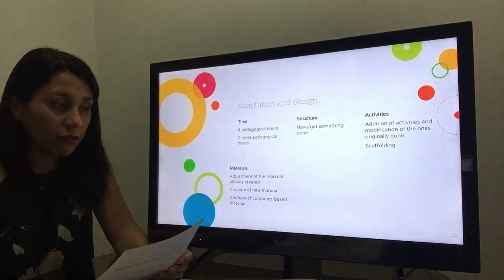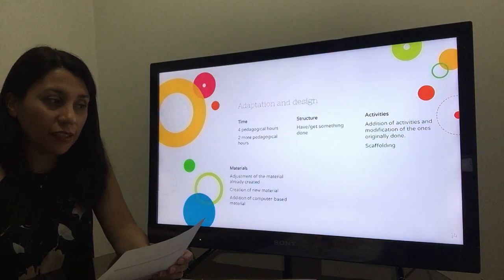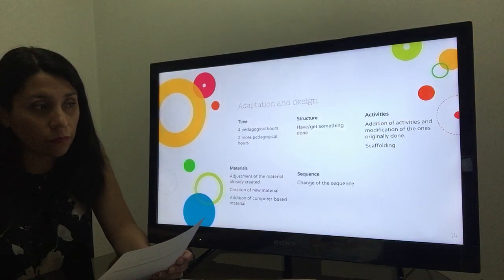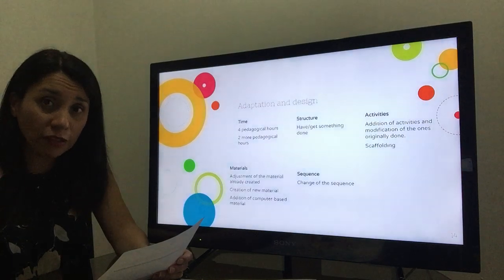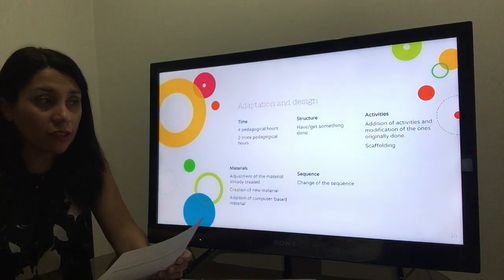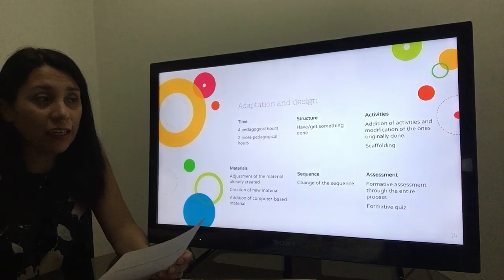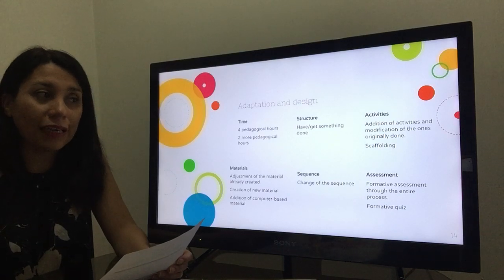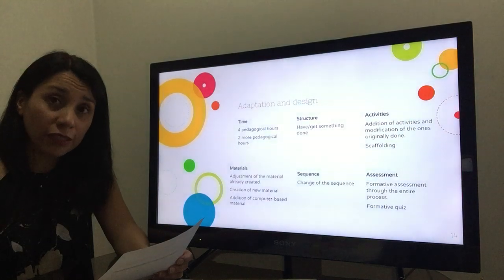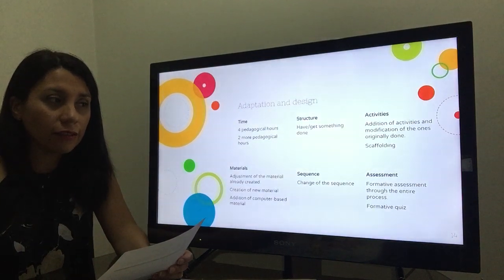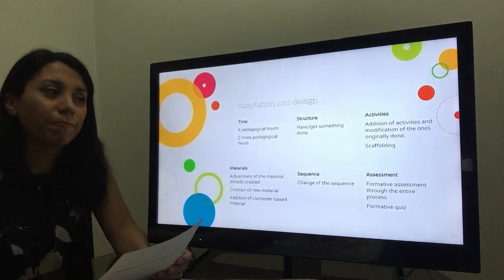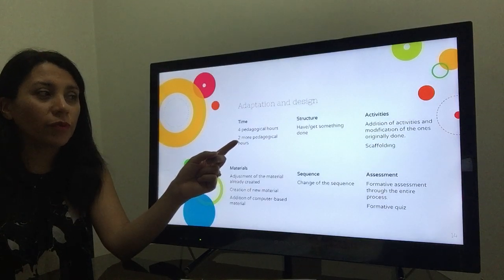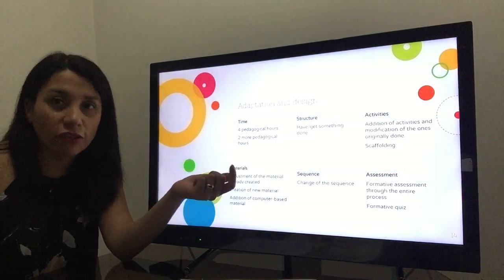I created new material and I added some computer-based material for the class. I also changed the sequence that I followed originally, and I kept formative assessment throughout the entire process, and I added a formative quiz. That formative quiz, which is computer based in this case, in fact cell phone based, will help me decide whether I add or not the 2 additional pedagogical hours.